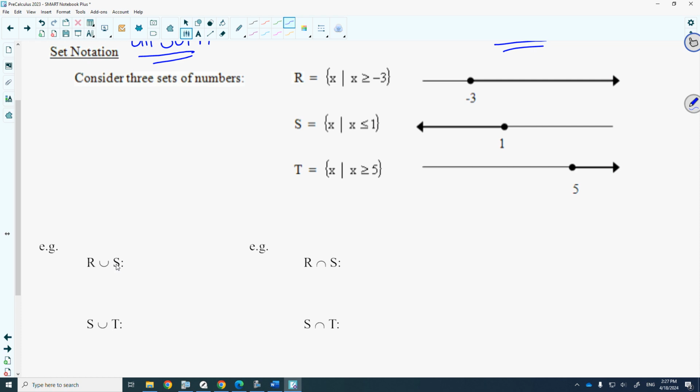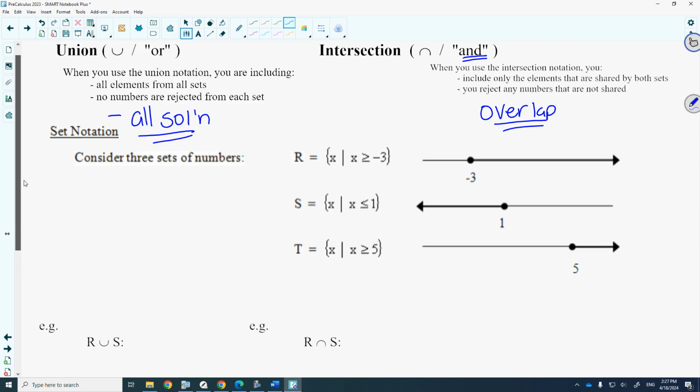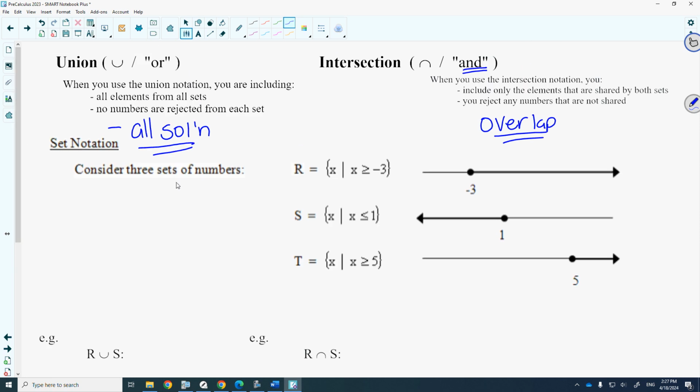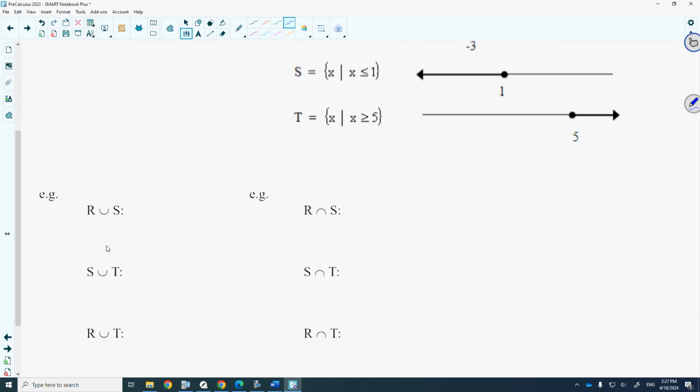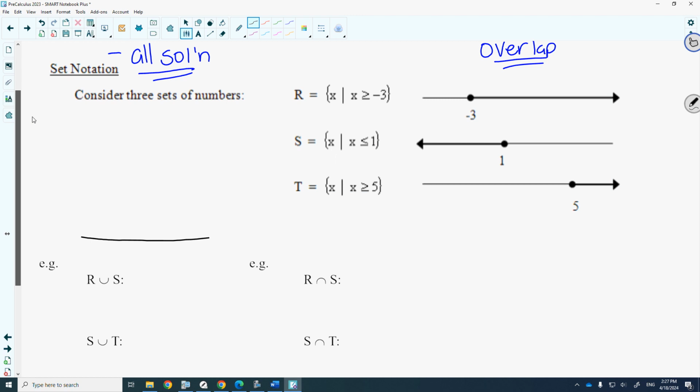Now, what does the union of R and S mean? Whenever you see union, it is all solutions included. So union is all solutions. What I want to do is put R and S on one number line. R is greater than or equal to -3, so let's put R on a number line. We've got -3, and it's including -3. Actually, I'm just going to show it like this: greater than or equal to -3.